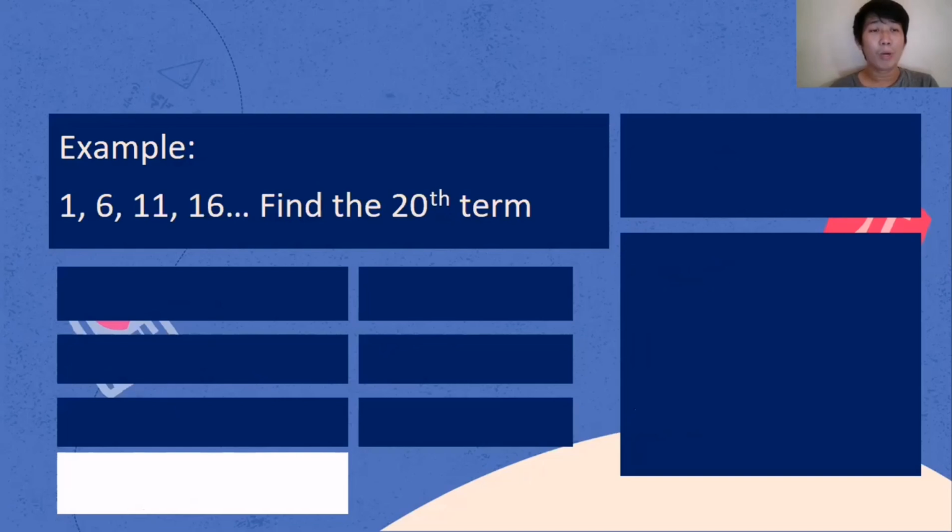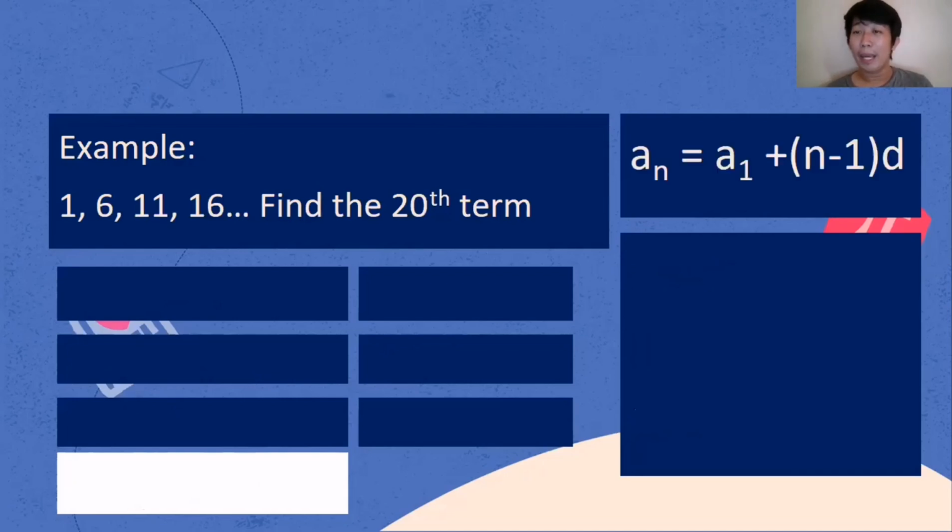Given the example 1, 6, 11, 16, let's find the 20th term. So we will be using the same formula that we used a while ago. That is a sub n is equal to a sub 1 plus the quantity of n minus 1 multiplied by d in looking for the 20th term.